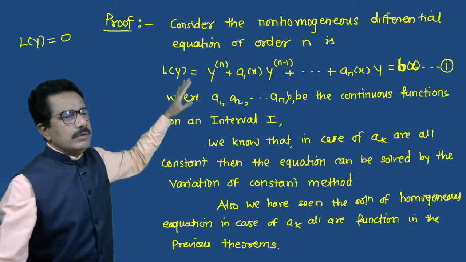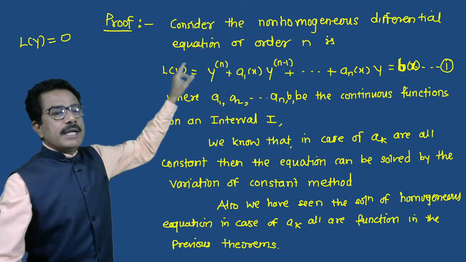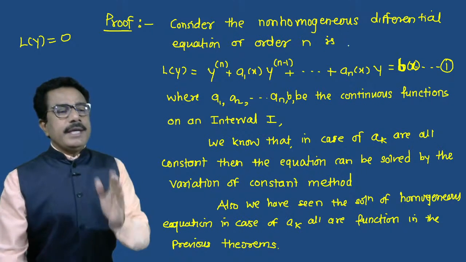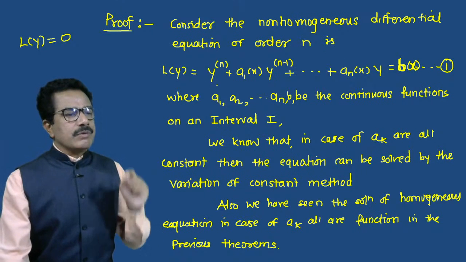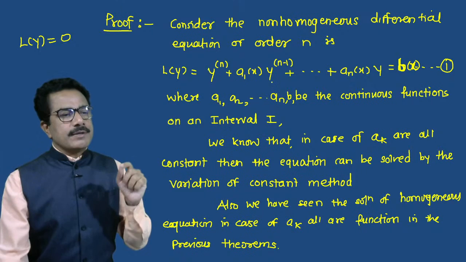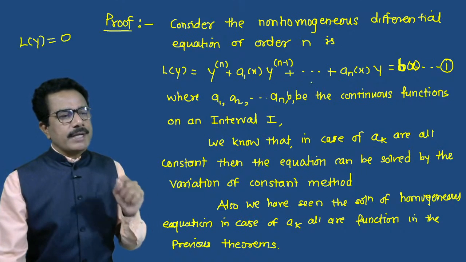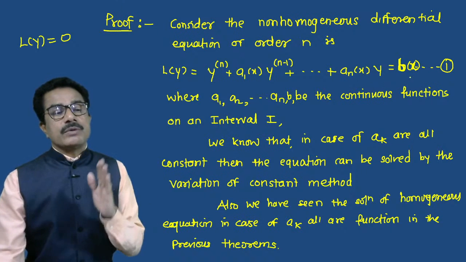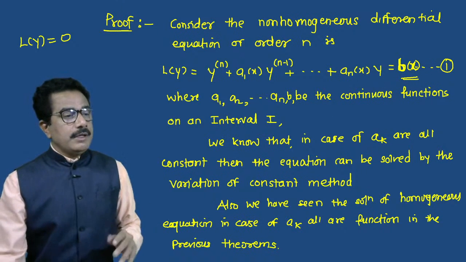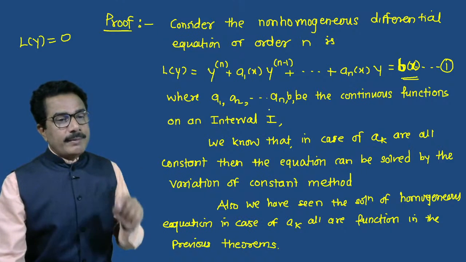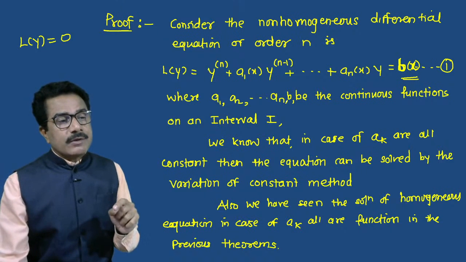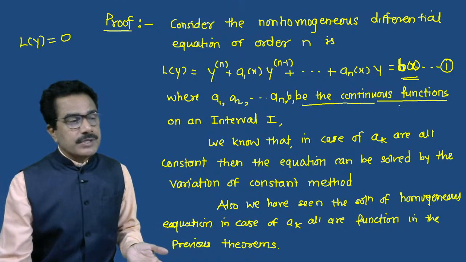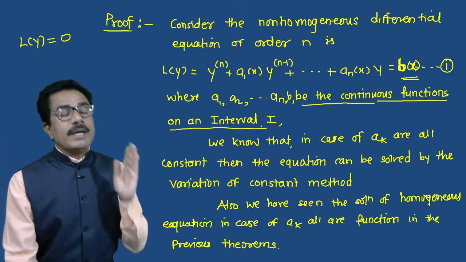Okay, now consider the non-homogeneous differential equation of order n: L of y, which is equal to y raised to n plus a1(x) y raised to n minus 1 plus a2(x) y raised to n minus 2 dot dot dot plus an(x) y, which is equal to b(x), where a1, a2, a3 dot dot dot an, b, that is b(x), are continuous functions on an interval I.